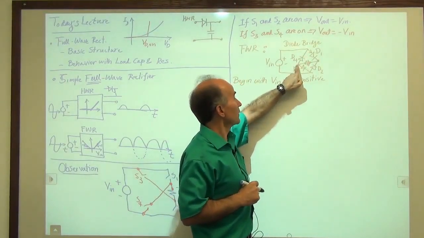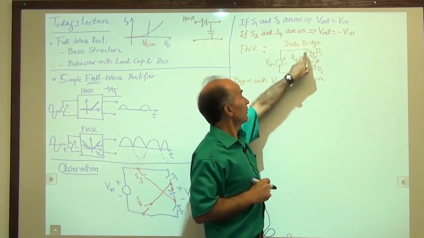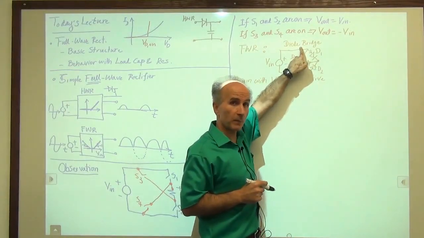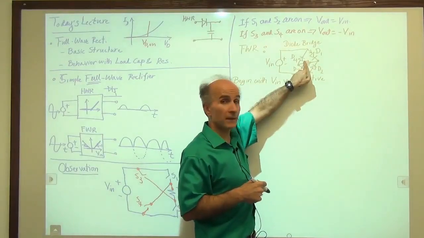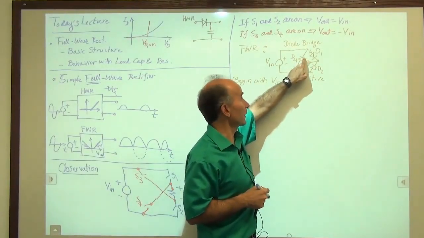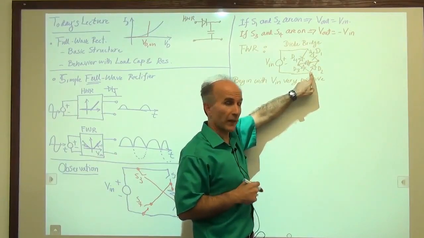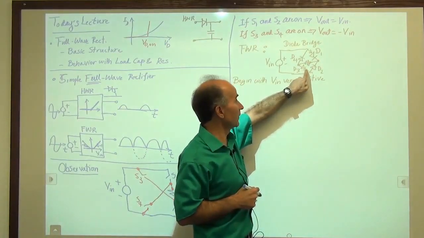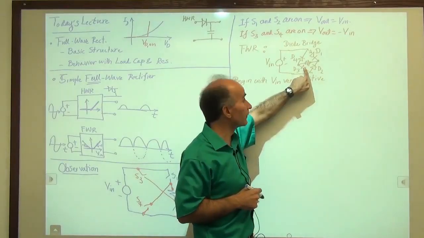No. If the current wants to go that way, it needs this voltage to be more positive than this voltage. But that's not possible because this is the most positive voltage we have in the circuit. So this diode is off. This current cannot go that way. Can it go this way? Yes, it can go that way. The current can flow this way through the diode. This diode has its cathode at the most negative voltage, so it can be on.